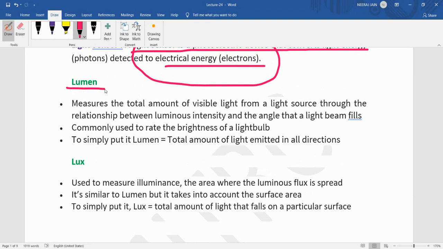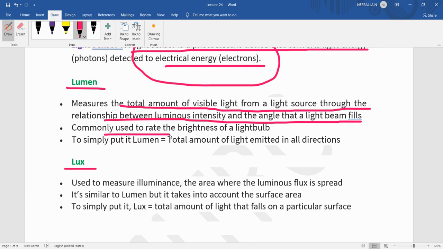Some basic terminologies that are important. We will see lumen. It measures the total amount of visible light from a light source through the relationship between the luminous intensity and the angle that a light beam fills, commonly used to rate the brightness of the light bulb.